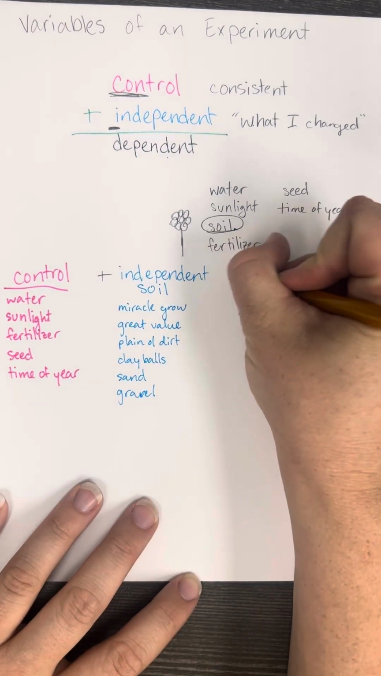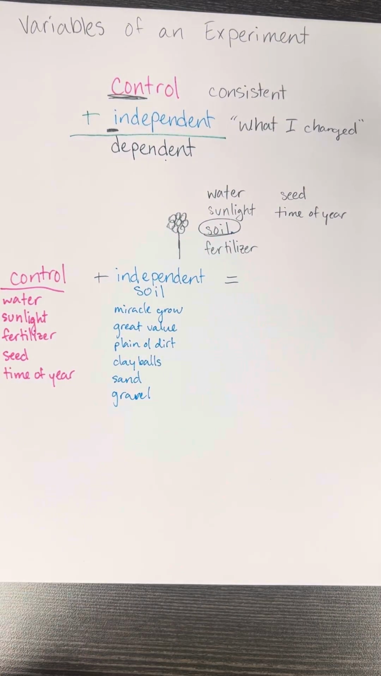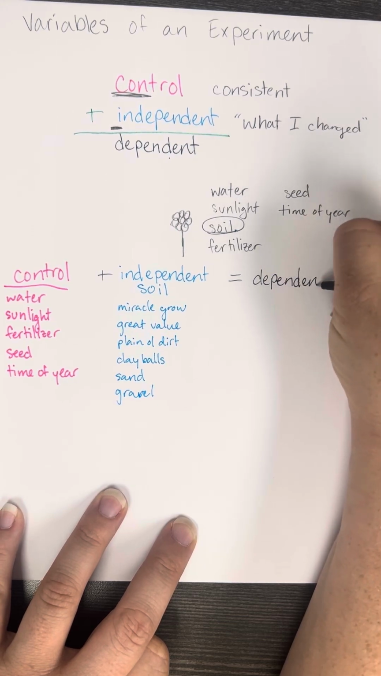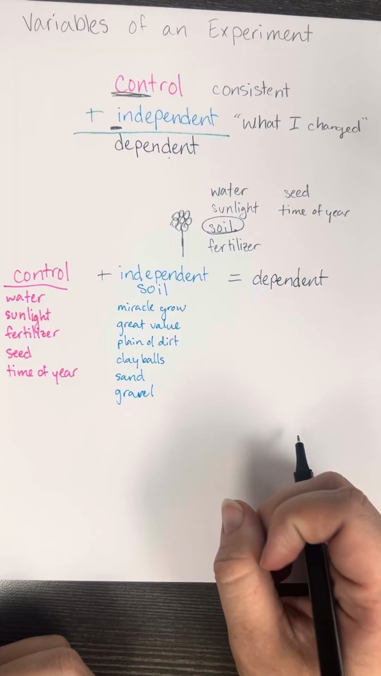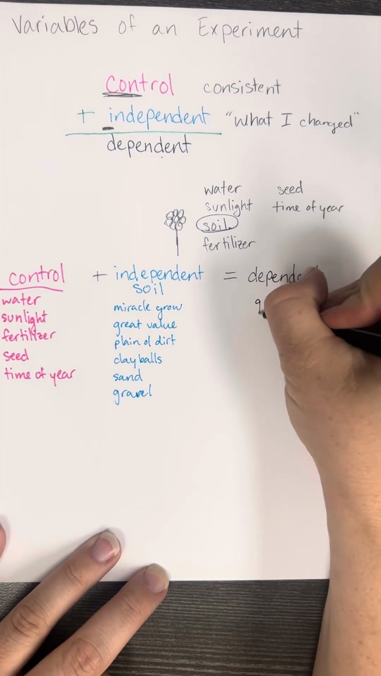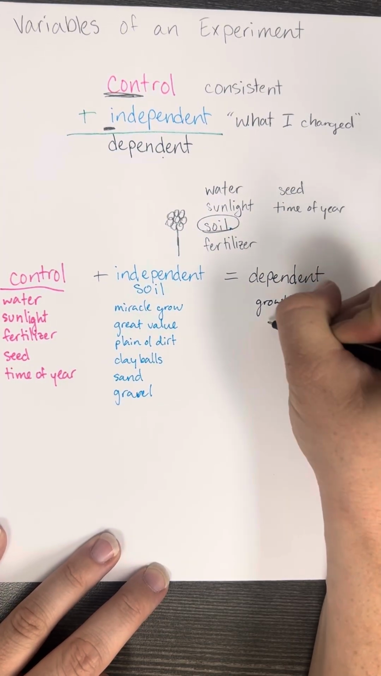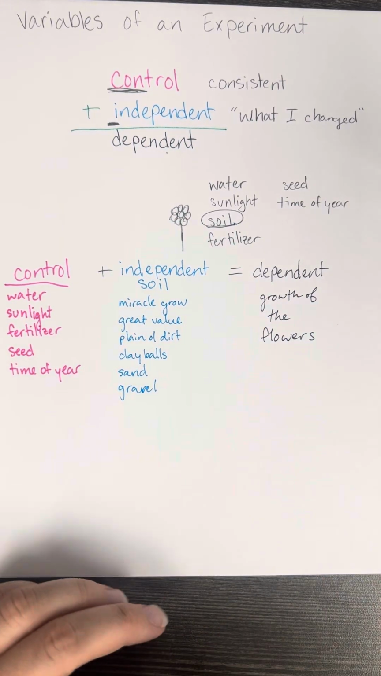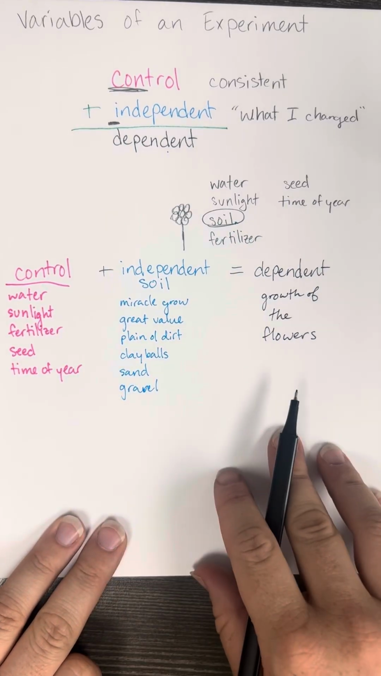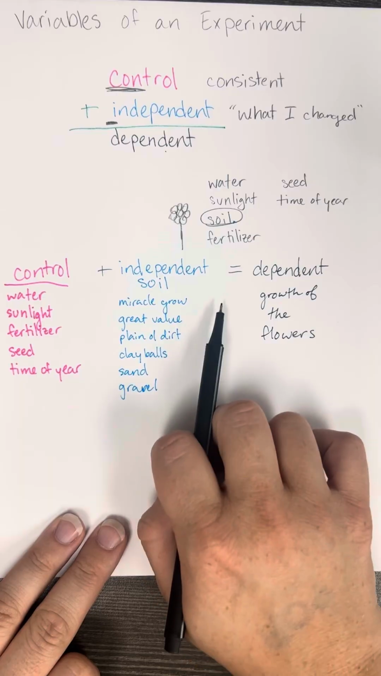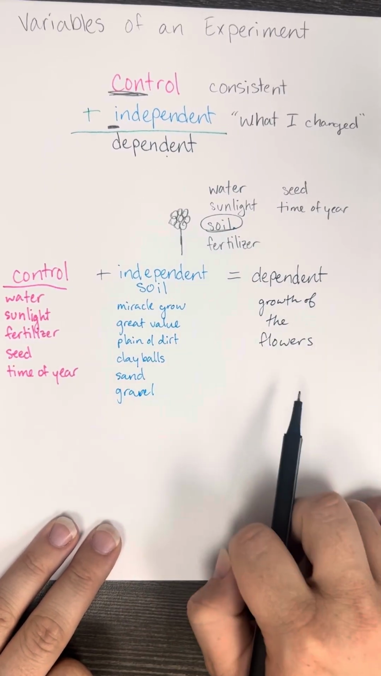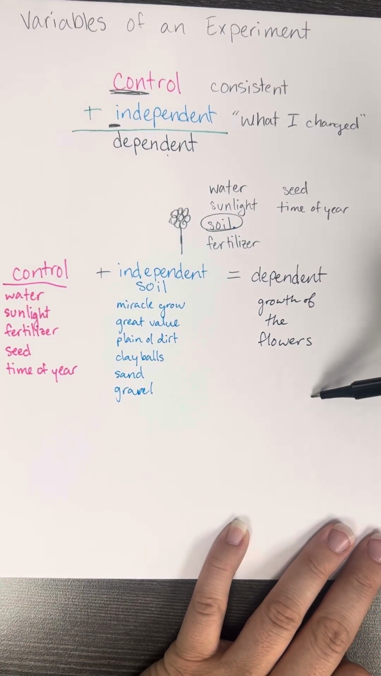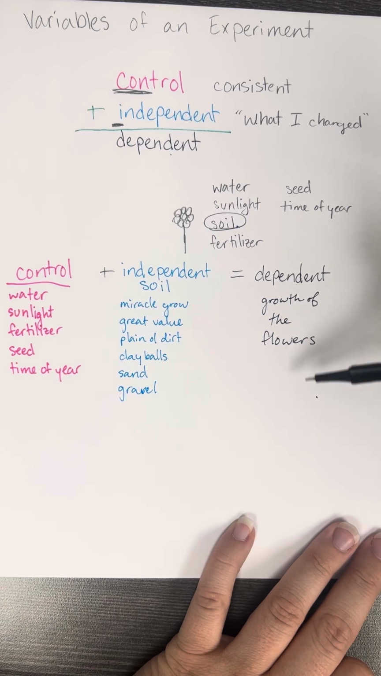Right, now we add that together, and that's going to equal my dependent variable. So your dependent variable is the outcome. It's basically what you're measuring, right? So in this case, it's the growth of the flowers. So I would run this experiment. I would collect my data at different points, see how tall each plant was, and at the end of however much time I decided, I would then measure the growth of the flowers and come to a conclusion.